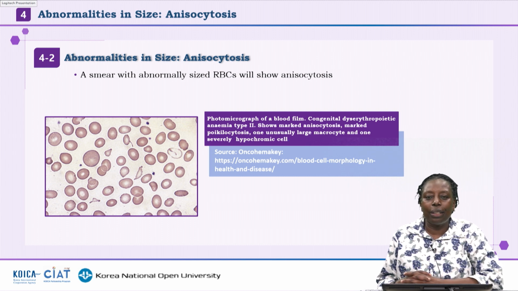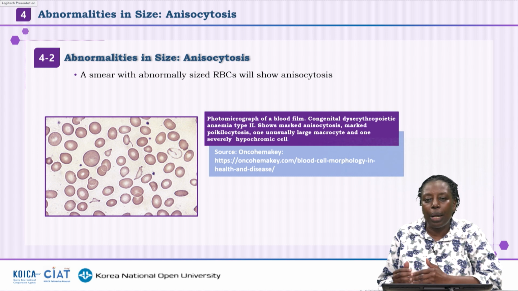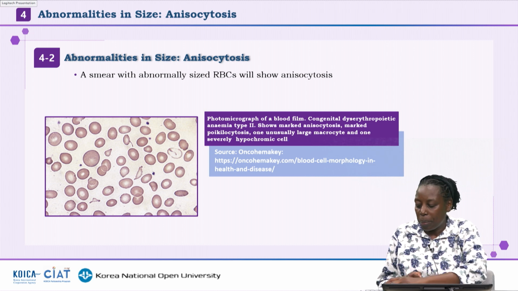Still on abnormalities of size, this micrograph actually shows very different sizes. Some are large, some are small, others are tiny. So all of these different sizes combined in a single blood smear would actually be labeled anisocytosis, different sized cells in the same smear.